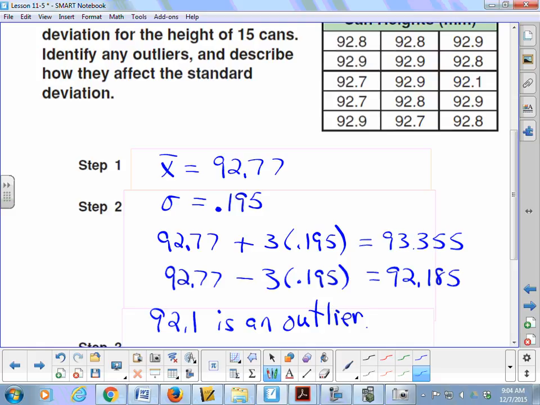So we find the mean, find the standard deviation, do the mean plus 3 times the standard deviation to get our upper limit for outliers, and the mean minus 3 times the standard deviation to get the lower limit. So anything above 93.355 is an outlier. Anything below 92.185 would be an outlier also.